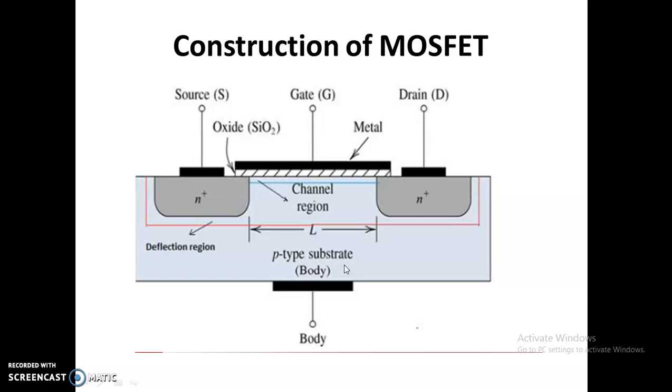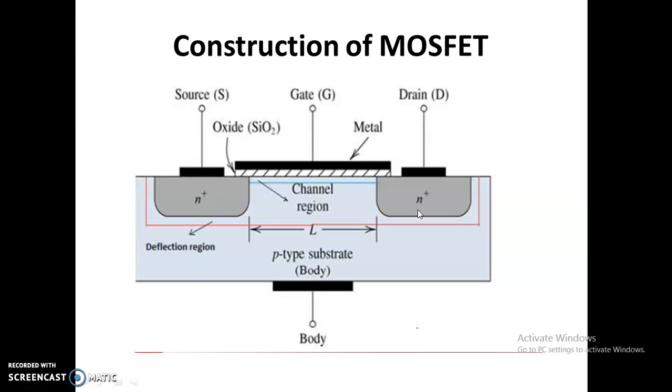Drain and source terminals are connected to N-type regions. From the figure you can see drain and source are connected to the N-type regions through metallic contacts. This is a metallic contact. The N-type regions are linked with each other by an N channel.